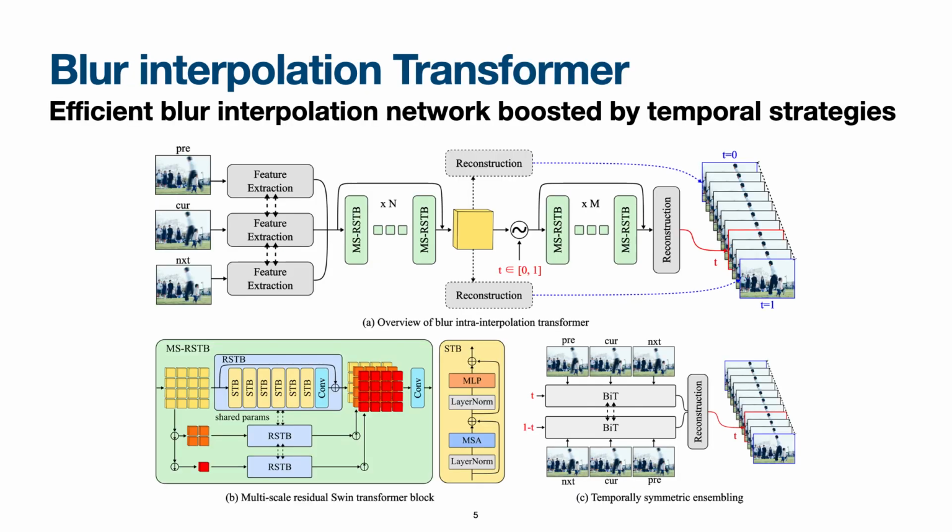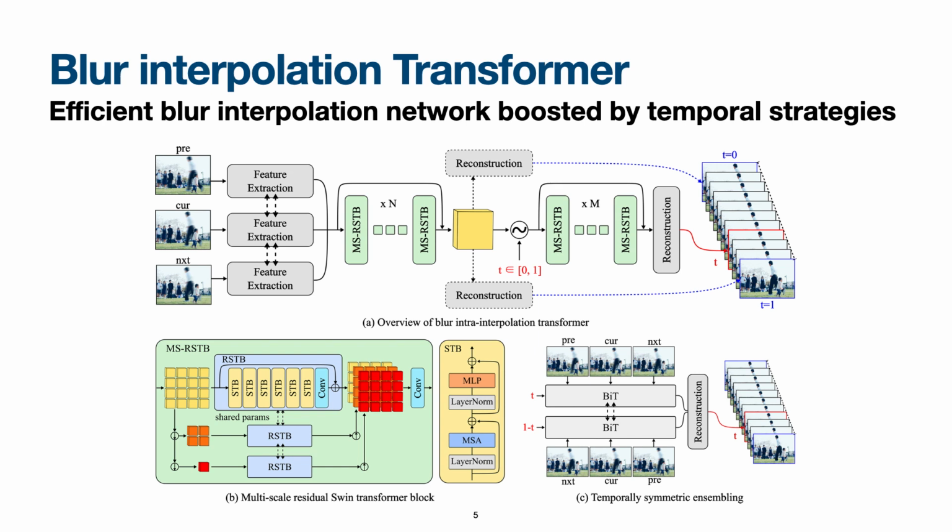BIT is a novel model we've developed to effectively decode the temporal information hidden in motion blur, thereby enhancing the visual quality of interpolated frames. Here's how it works. BIT takes 3 consecutive frames as its inputs. From these, it extracts shallow features, which then undergo processing through n number of MSRSTB blocks. This process allows BIT to obtain shared temporal features, the yellow cube in the figure.